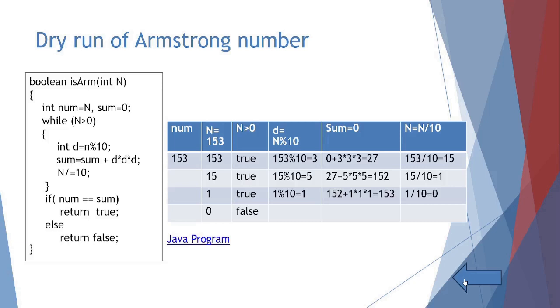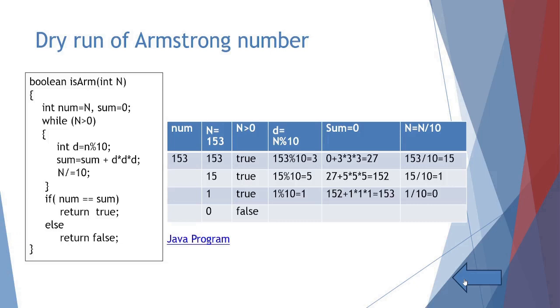Now, num is equal to n. We have preserved num as 153 because in the while loop n becomes 0, and only then it comes out. Now, n is initially 153. Is n greater than 0? Yes, 153 is greater than 0. True. d is equal to n modulo 10. 153 modulo 10. 10 15s are 150. 3 is the remainder. Now, sum is equal to 0, so 0 plus 3 cube, that is equal to 27.